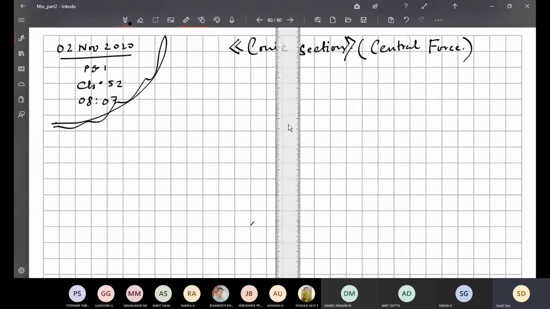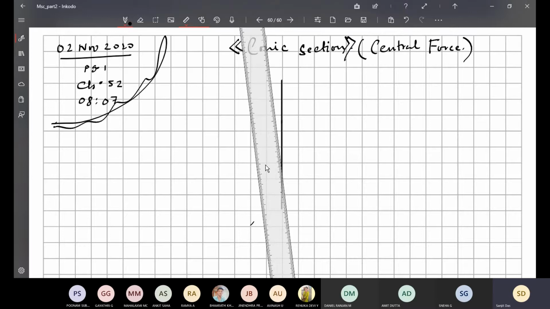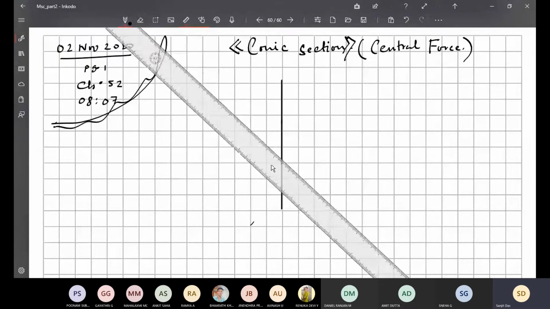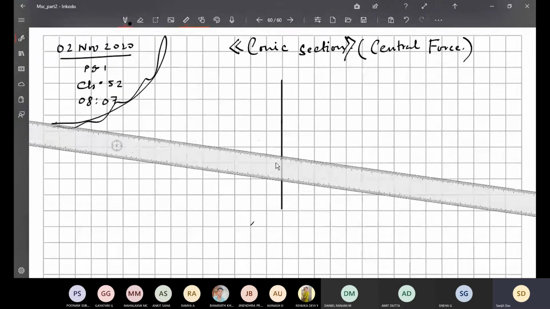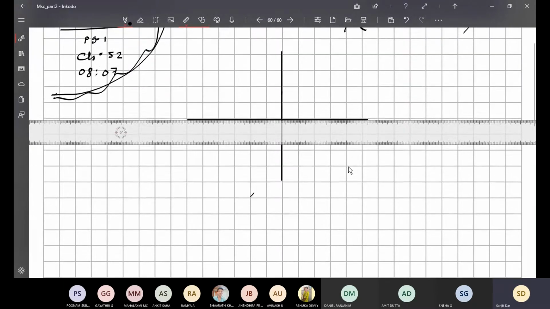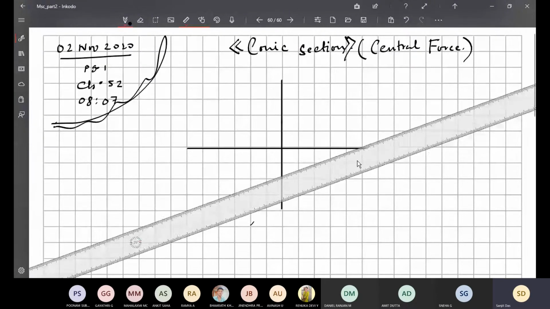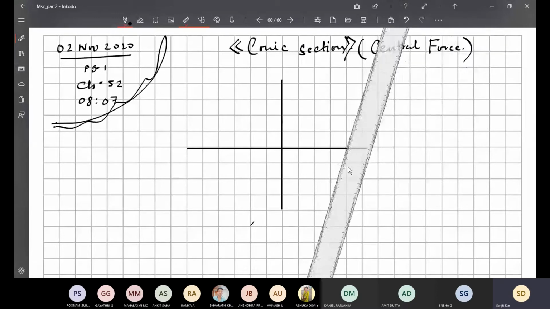So in general, when I talk about a conic section, there are some nomenclatures that I have to mention. So I will mention it here. Of course, let me first draw the x-axis and y-axis properly. And the juncture where the x-axis and the y-axis cross is the focus.